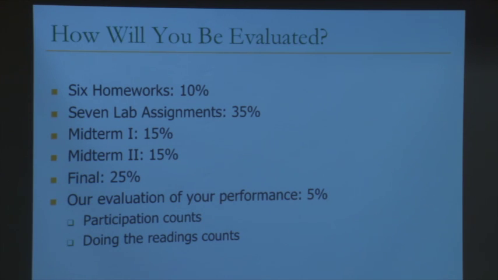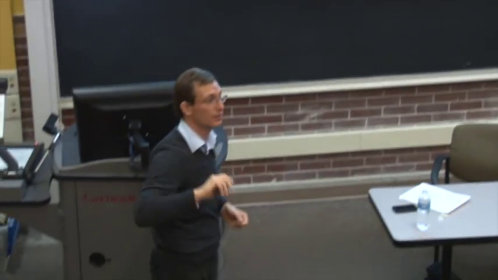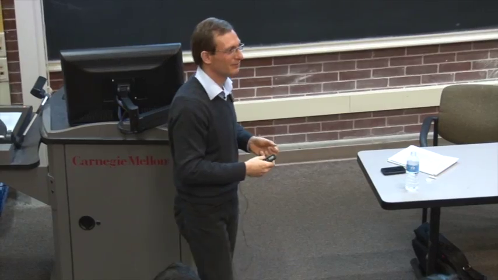Final, 25%. And there's also our evaluation of your performance, which is 5%, which includes participation and doing the readings and talking about them. And it also will take into account how you progress along the course. This will give us a way of elevating your grade if you're actually doing much better later in the course. Let's say you didn't do well in midterm 1, you got 0% somehow, but you did 25% in the final. Well, we'll use this 5% to bump up your grade because your trajectory is increasing, right?